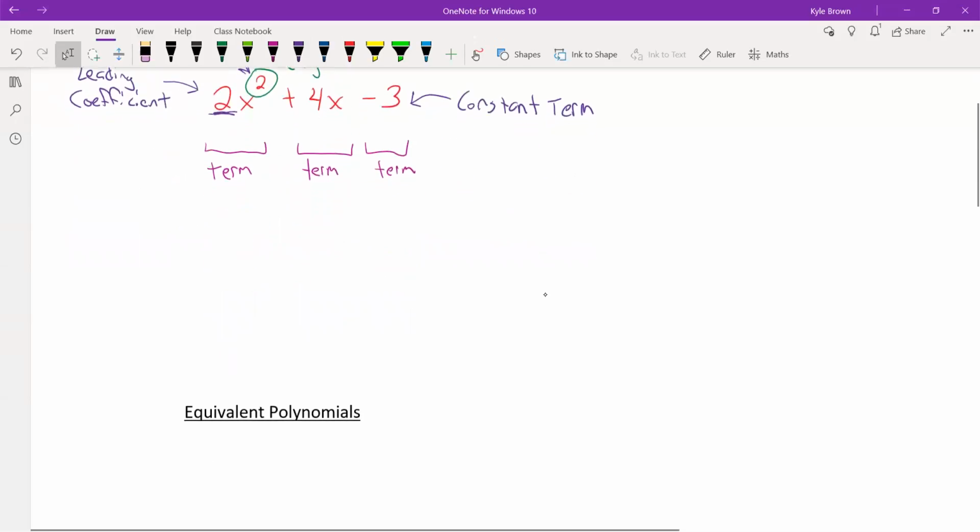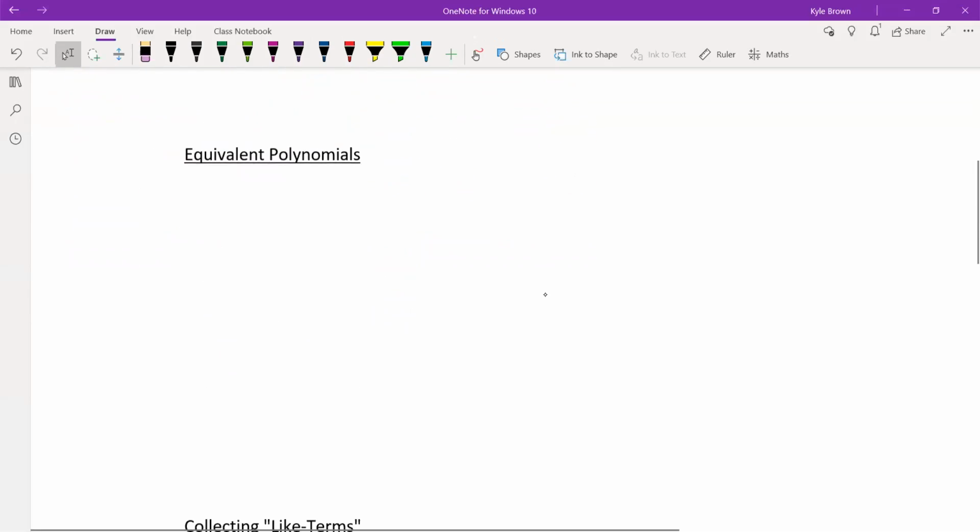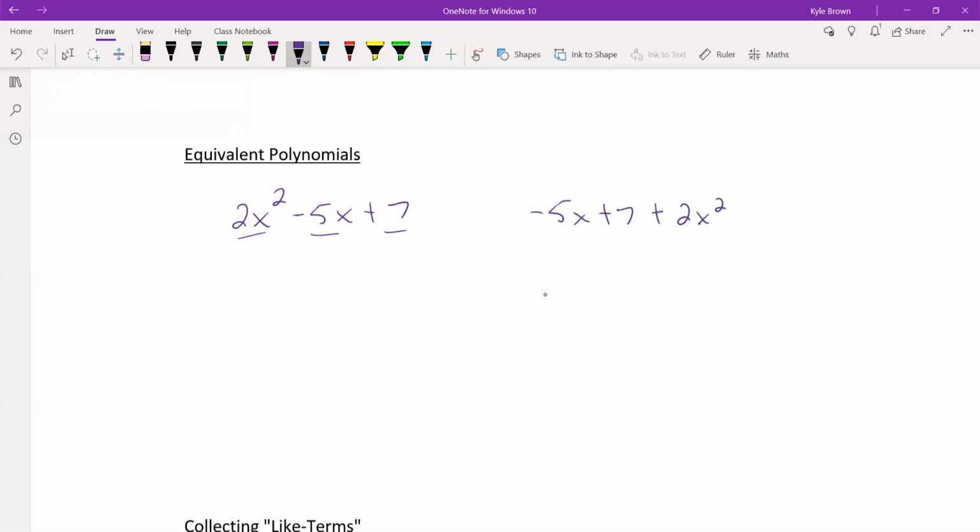Now, equivalent polynomials. I'm just going to give an example here. Let's say we had 2x squared minus 5x plus 7. Remember how we can move these terms around like they're little puzzle pieces, right? You can move them around however you like. I could rewrite that thing, and it'd be exactly the same if I had it like this: negative 5x plus 7 plus 2x squared.